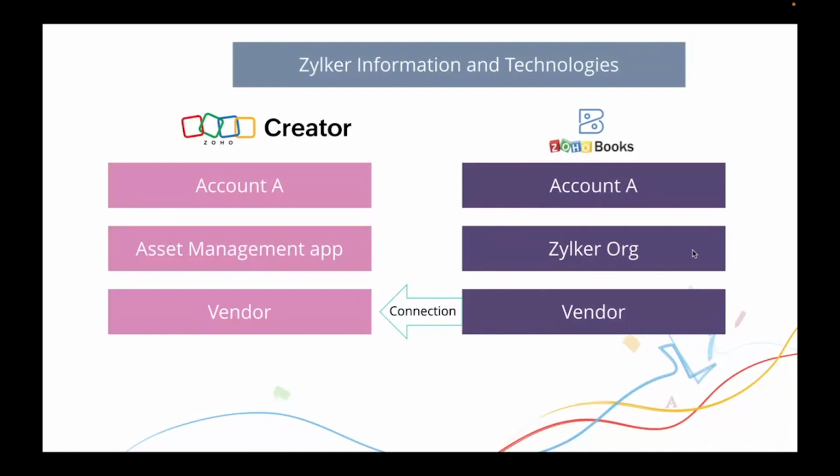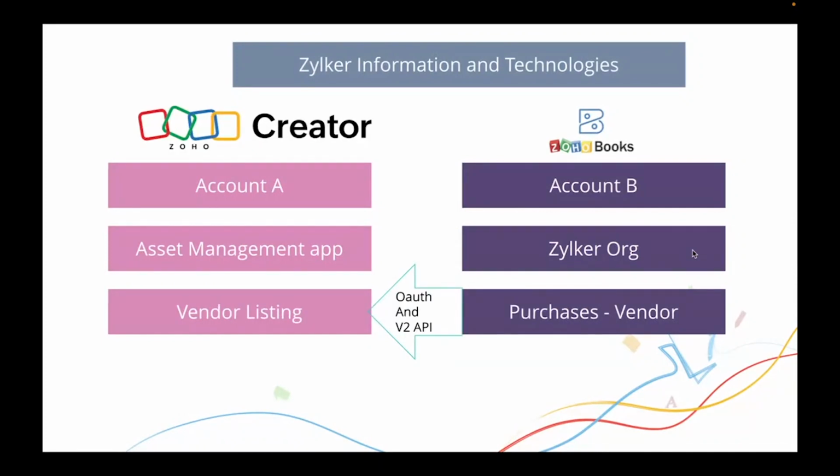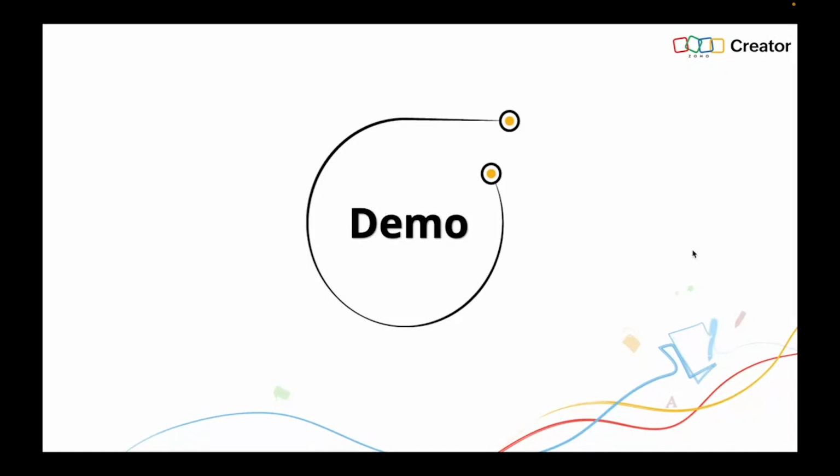So whenever a customer is being created in Zoho Books, it has to be pushed to Zoho Creator. So this can happen in multiple ways. One is using the connection object and the inbuilt integration task. Another is using OAuth and the V2 API, right? So if Zoho Creator has an account called account A and Zoho Books is in a different account called account B, then we can make use of the OAuth V2 API for the data flow to happen between Zoho Books and Zoho Creator. So now let's get into the demonstration.